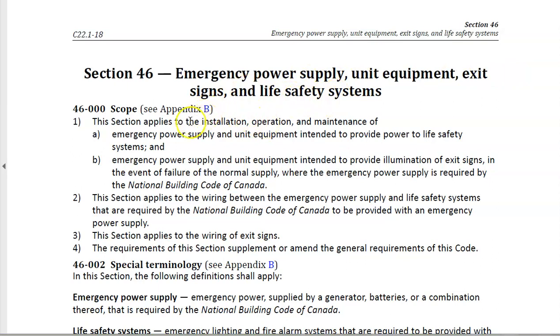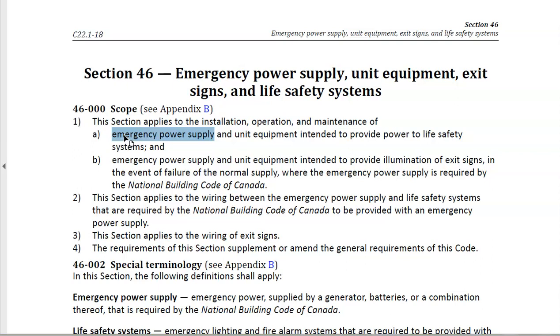It is going to be applying to the installation, operation, and maintenance of emergency power supply. So emergency power supply could be the battery packs that we're going to be talking about inside of the next learning task, the ones that we've looked at inside of our first learning task section here, or it could also be other types of emergency power supply: uninterruptible power supplies, generators, solar backups, anything that is an emergency power supply that is different than our regular supply.